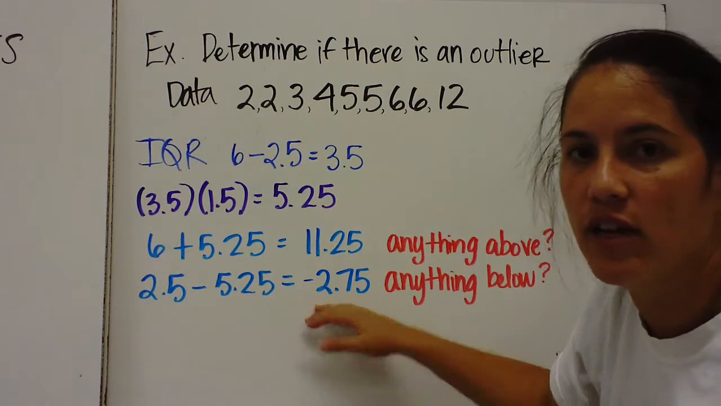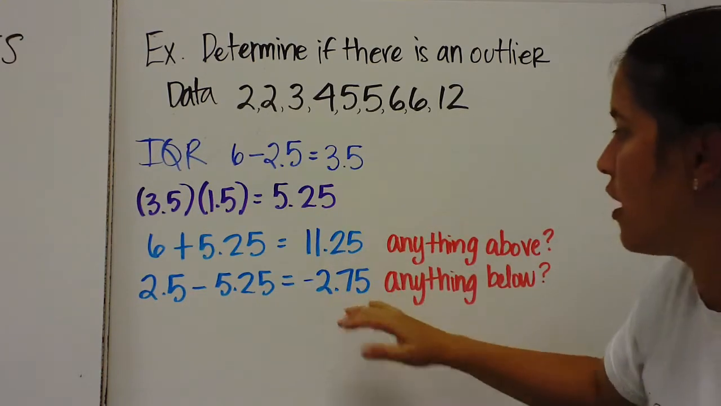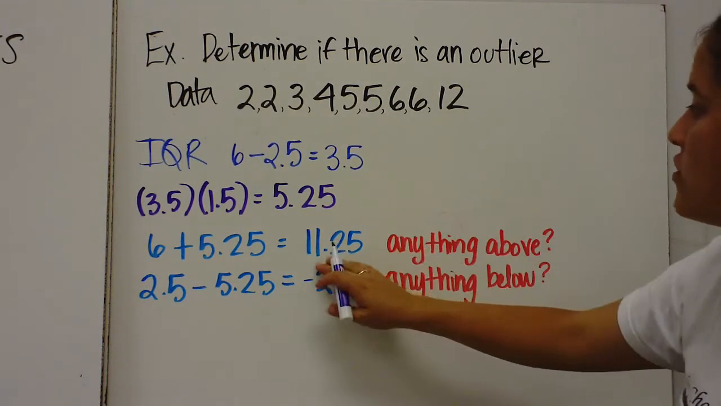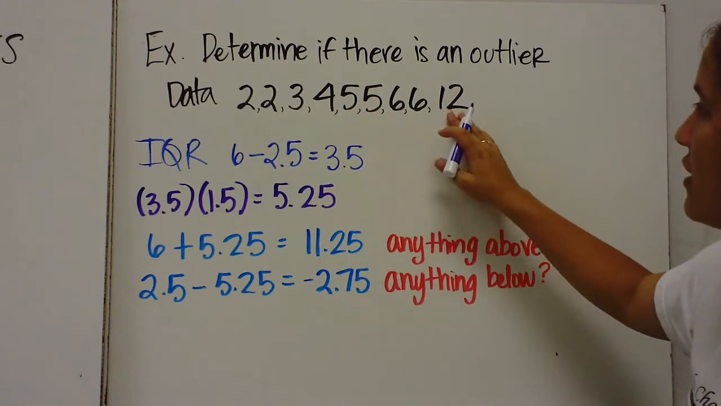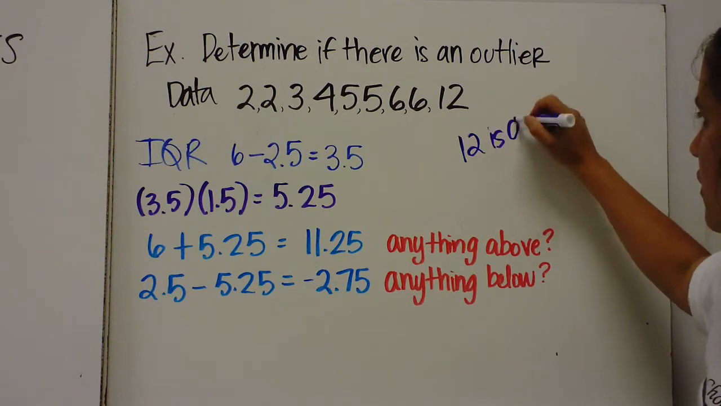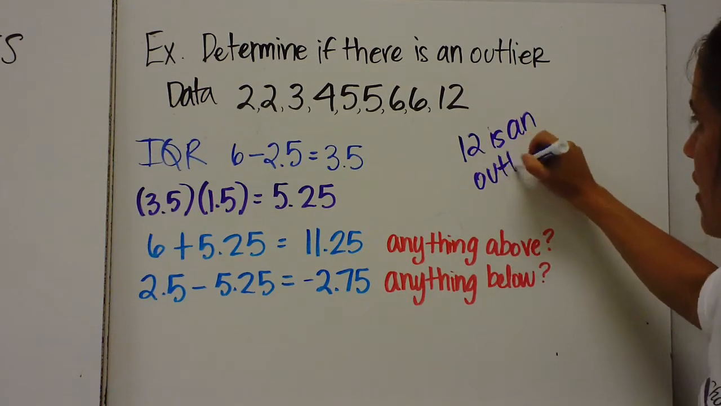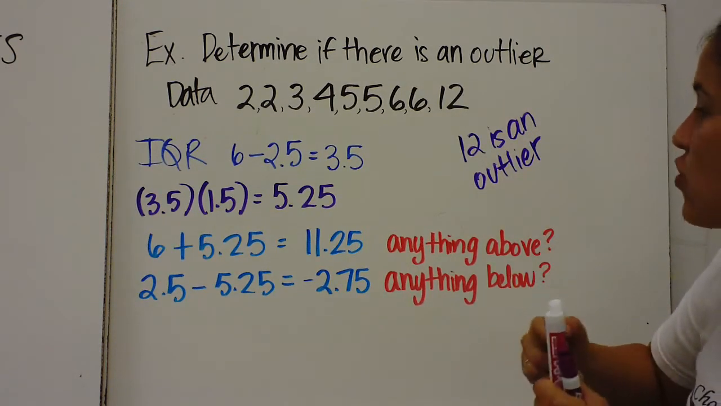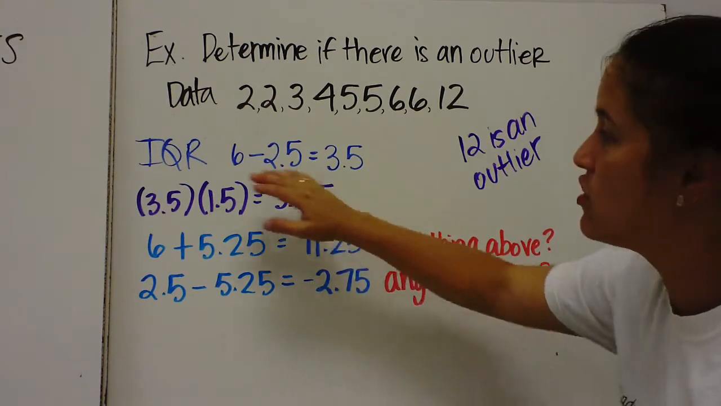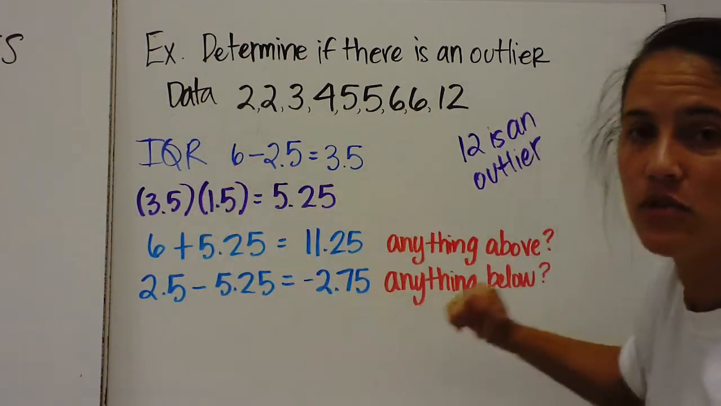So we look at our data. Do we have any numbers above or any numbers below? So this is negative, so we're probably good with that. But do we have any numbers above 11.25? And yes, we do. So that means 12 is an outlier because it is greater than 11.25. Once you have the IQR, then the steps are easy.